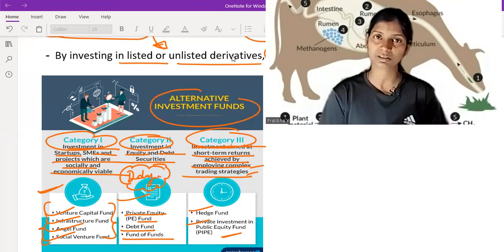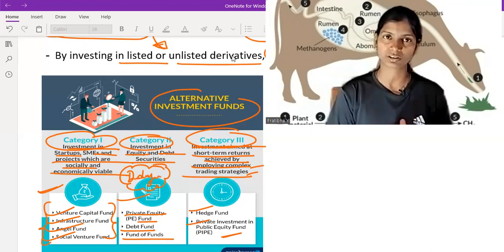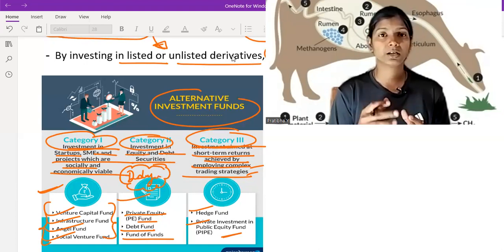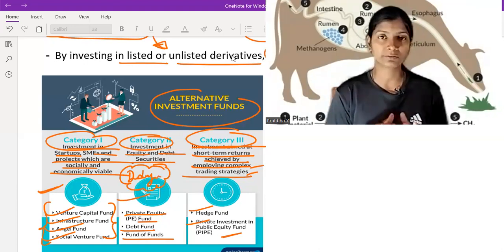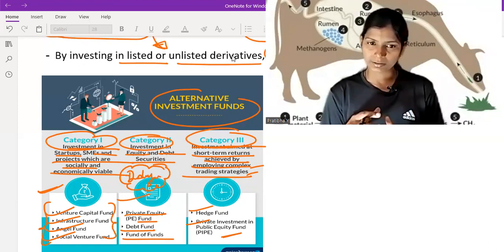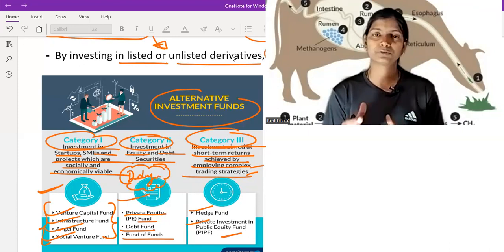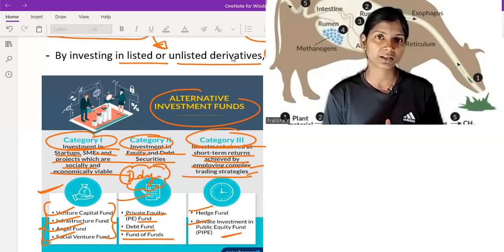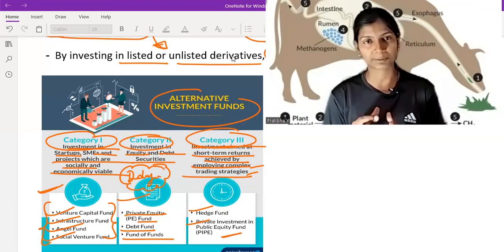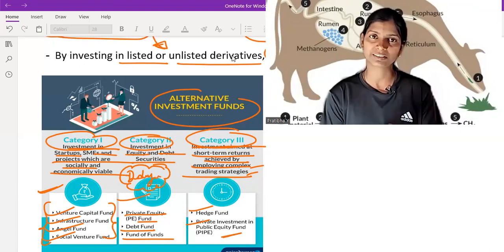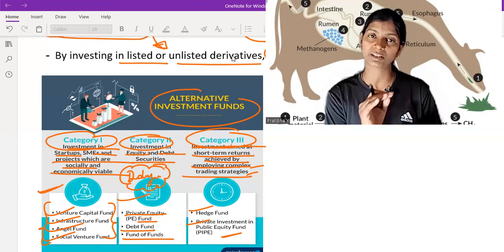So remember: category 1, socially and economically viable. Category 2, when companies require debt or share their equity for conducting their day-to-day activity. Third, they employ complex trading strategy for gaining short-term returns, and in category 3 they demand some profit, some money in the short term. I hope you understand the whole idea of AIF, its categories, and which types of funds are allocated in which category.